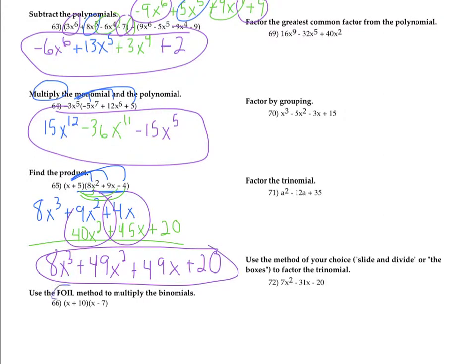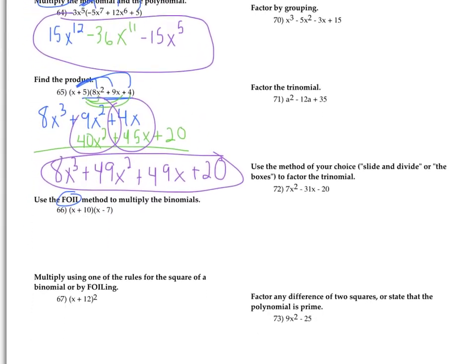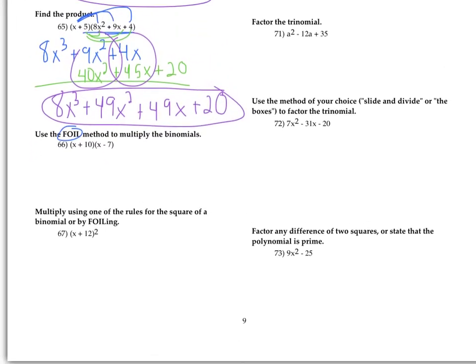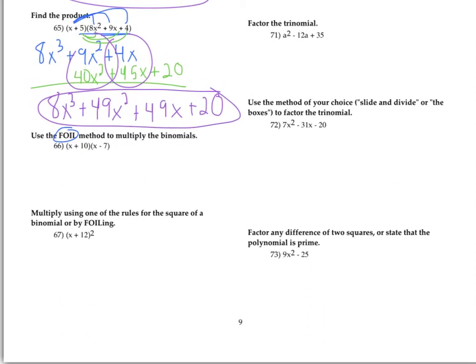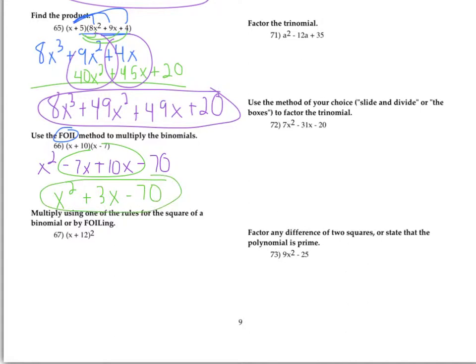Now here it says to FOIL, so we should probably FOIL. Just like as kind of a general rule, if it says to use a certain method, it's probably a good idea. So FOIL is first. X times x is x squared. Outer. X times negative 7, which is negative 7x. Inner, which is 10 times x, which is 10x. Last, 10 times negative 7 is negative 70. In the middle here, we've got like terms, so that's plus 3x minus 70. That's our answer there.